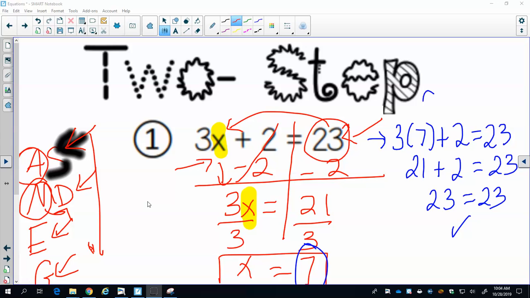And this is really important that we do the check, so that we can eliminate any errors we may have had in our solutions.